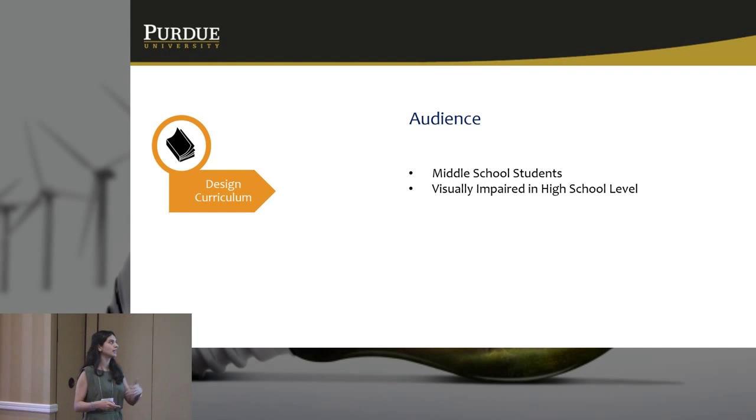For designing the curriculum, I needed to know my audience. My audience were middle school students and visually impaired students at the high school level. Middle school students because we are working with young students. Many studies have shown that if we would like to have a sustainable society and environmentally pro-behavior students, we cannot start everywhere. We should start from the very young generation, and it's going to improve their environmental pro-behavior.